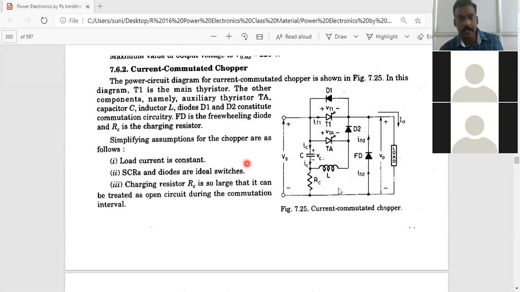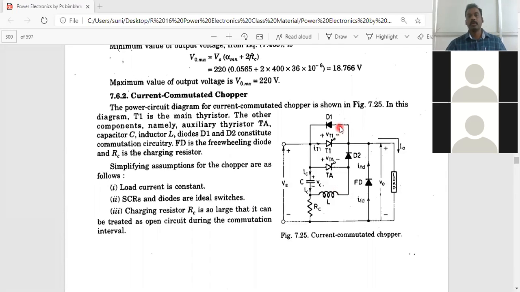So this is going to be the current commutated chopper. Here also, in the case of this current commutated chopper, what is the difference? Current commutation means nothing but a reverse current is going to be provided across the device.